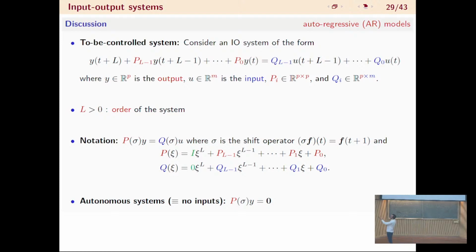In particular, without inputs, I'm looking at such a system: P of sigma y is equal to 0. I call it autonomous because there is no input, and the y trajectory depends only on the past; the future of y depends only on the past of y. Any questions?